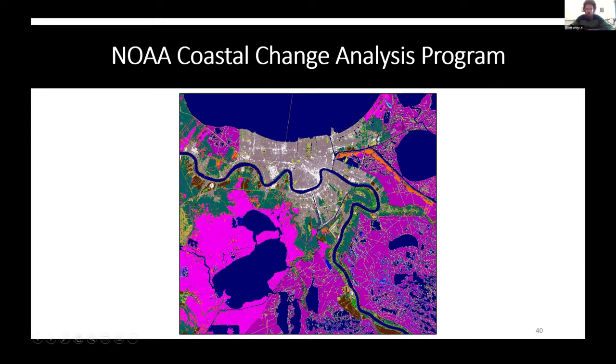So this is an image of New Orleans that I put in here to give you a sense of the land cover classes that are here. So these gray/white colors are urban development. These deeper magenta colors are saltwater marshes. And these green colors are what I'm most interested in. These are palustrine forested wetlands.